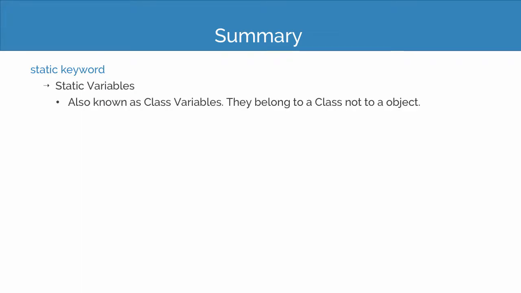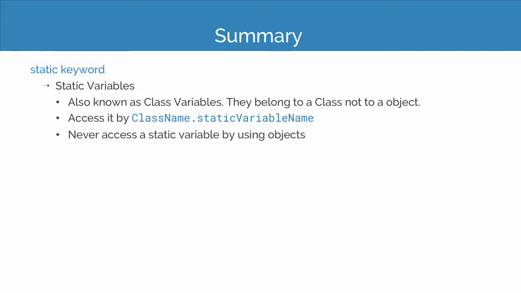And now let us summarize our topic. So in this topic, we learned briefly about the static keyword. We first learnt about the static variables that follow these rules. The static variables are also known as class variables, and we can invoke them by using the class name dot static variable name. And also we know to never access the static variable using the objects. It is a very bad programming practice.